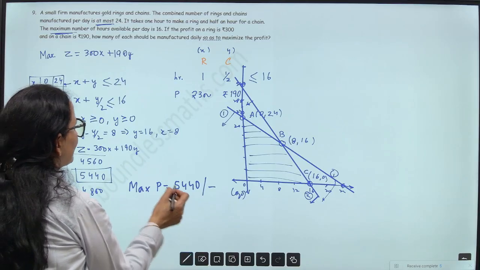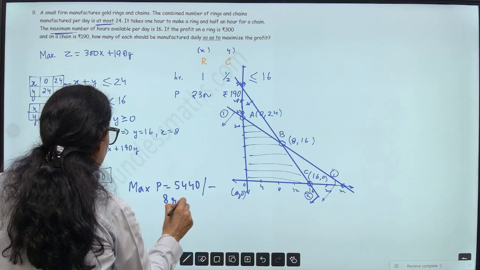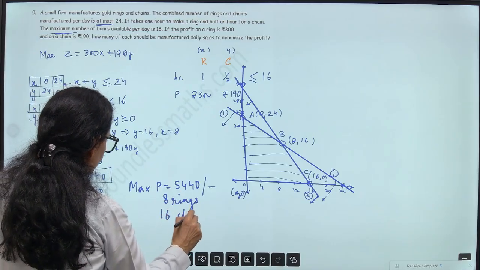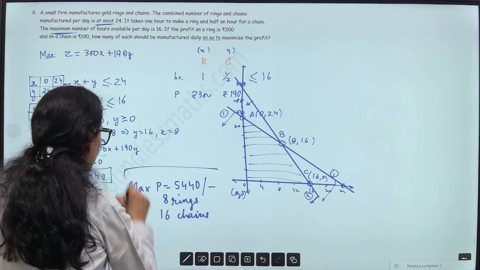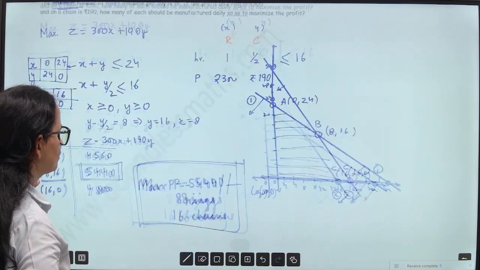So you don't have to write x and y here because we have products. So when 8 rings and 16 chains are produced, this should be your final answer. You have to write everything. The maximum value of the profit is 5,440 when 8 rings and 16 chains are produced. Clear? So write it explicitly as an answer statement, right?